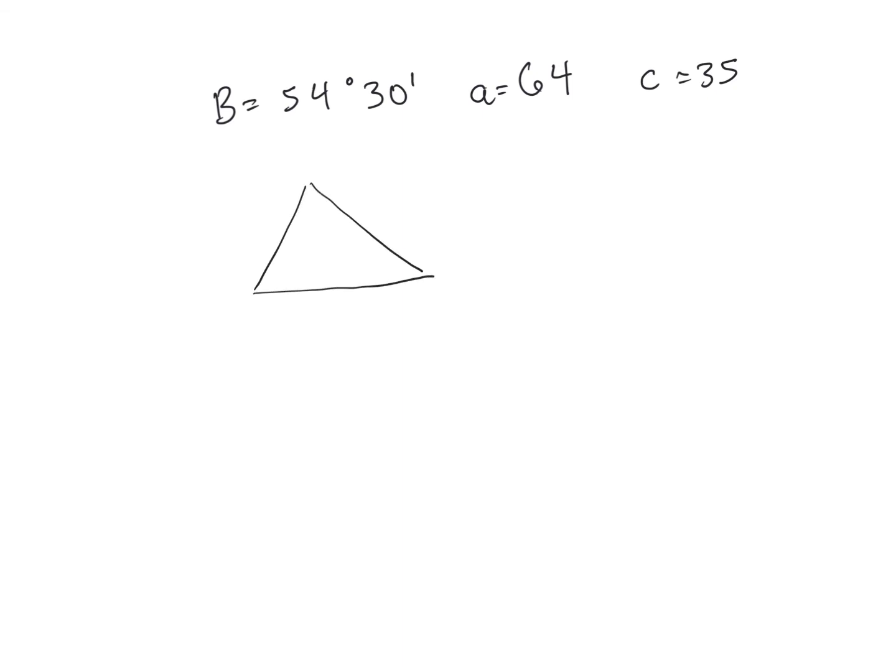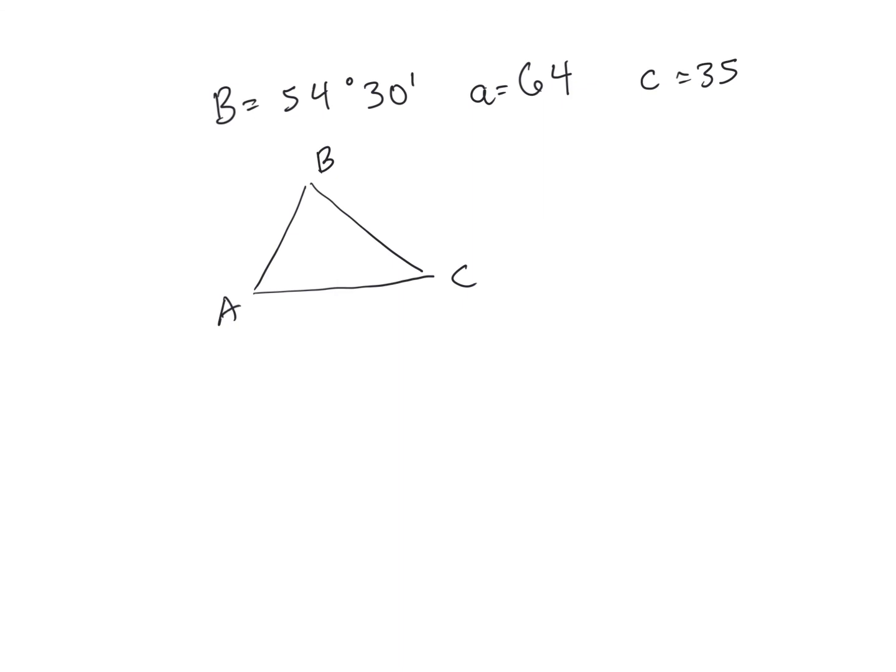Let's do one last example. So let's say we are given B equals 54 degrees 30 minutes and A equals 64 distance and C equals 35. And I want to find the area of my triangle. And remember, our area is not just 1/2 length times height. So if I put in values A, B, C, I find it's easiest to just fill in what we have.